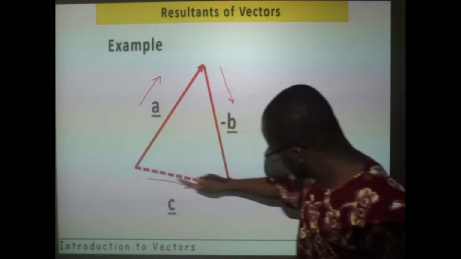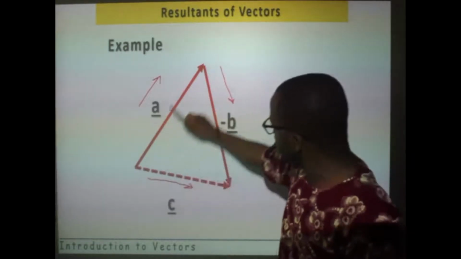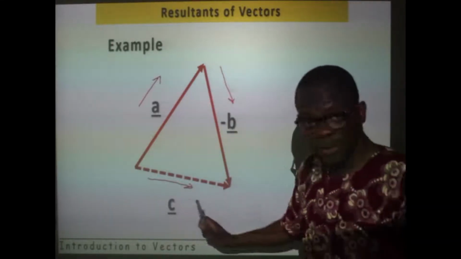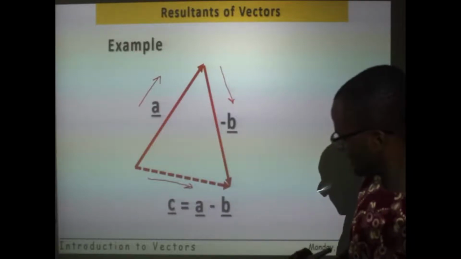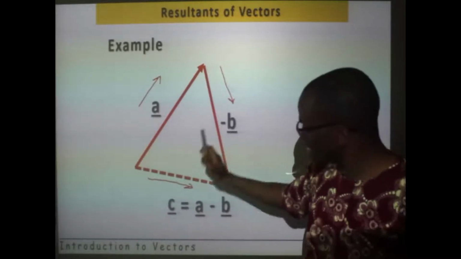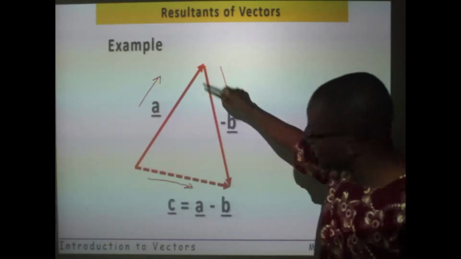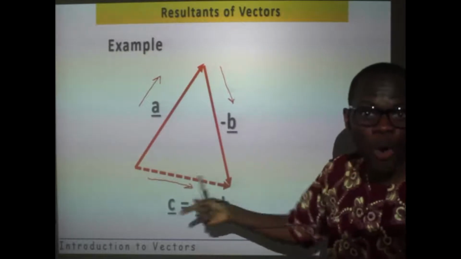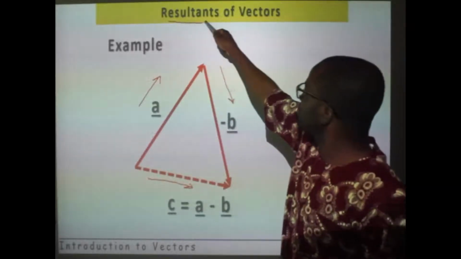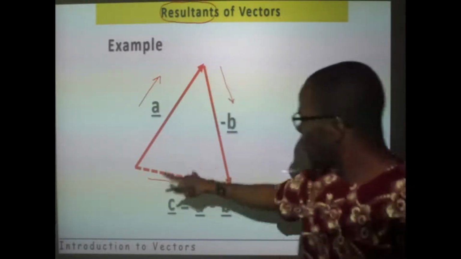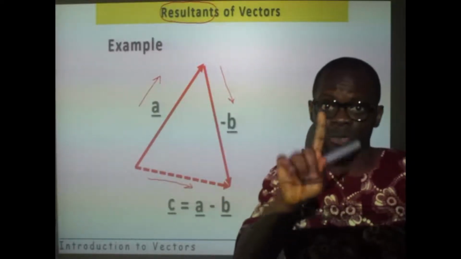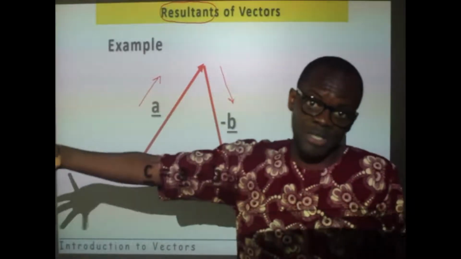So the vector C is the same as the vector A combined with the vector minus B. So C will now be equal to, can anyone guess? Exactly, A minus B. The vector C is a combination of the vector A and the vector minus B. So that is how we add or combine vectors to get the resultants. When you combine two or more vectors into one, that one vector is what we call the resultant of the vectors we've combined.